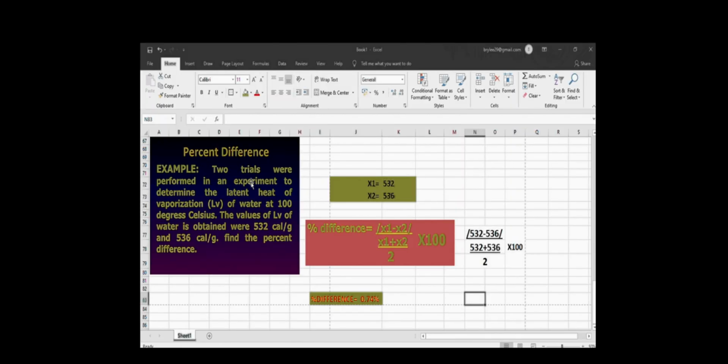So, two trials were performed in an experiment to determine the latent heat.